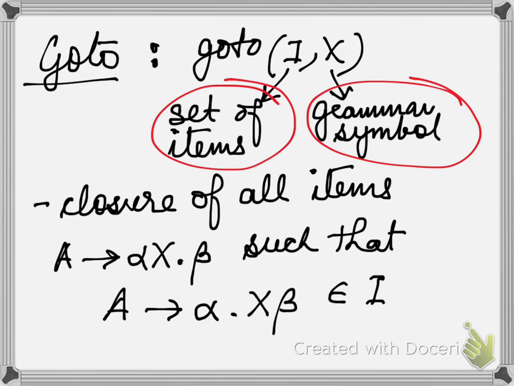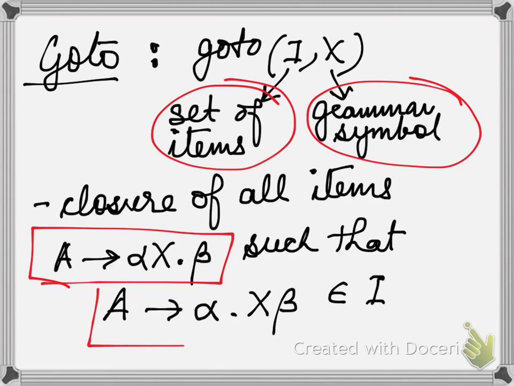What it means is that it's the closure of all items of this format, such that this item is in I. If you look at this item, you'll see A derives alpha dot X beta. So Goto of I on X means that you have already read up to alpha for this production, and the next symbol to be read is X. After reading X, where will you go? You will be at alpha X dot beta.